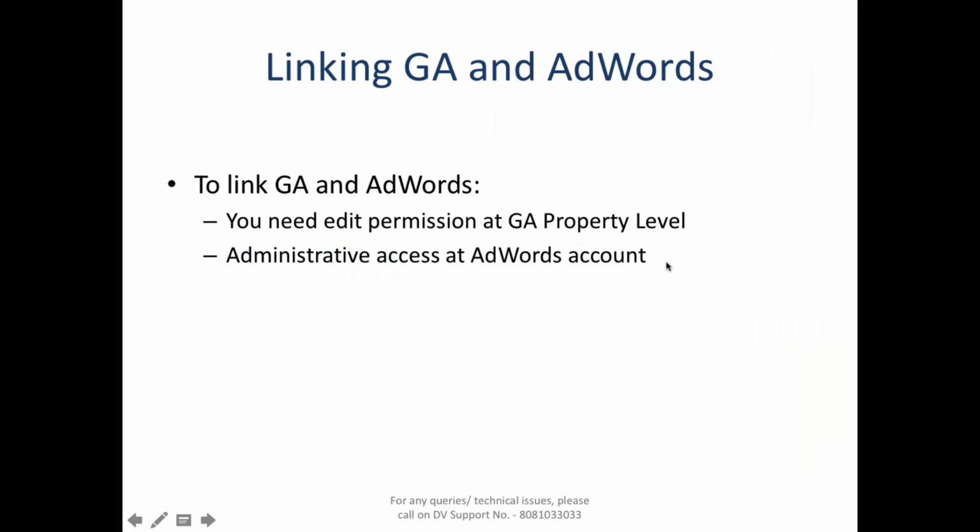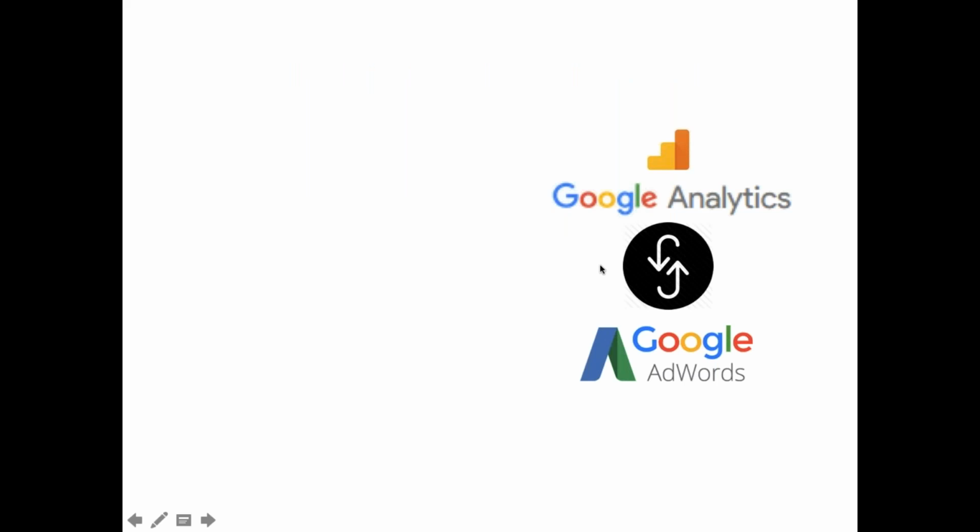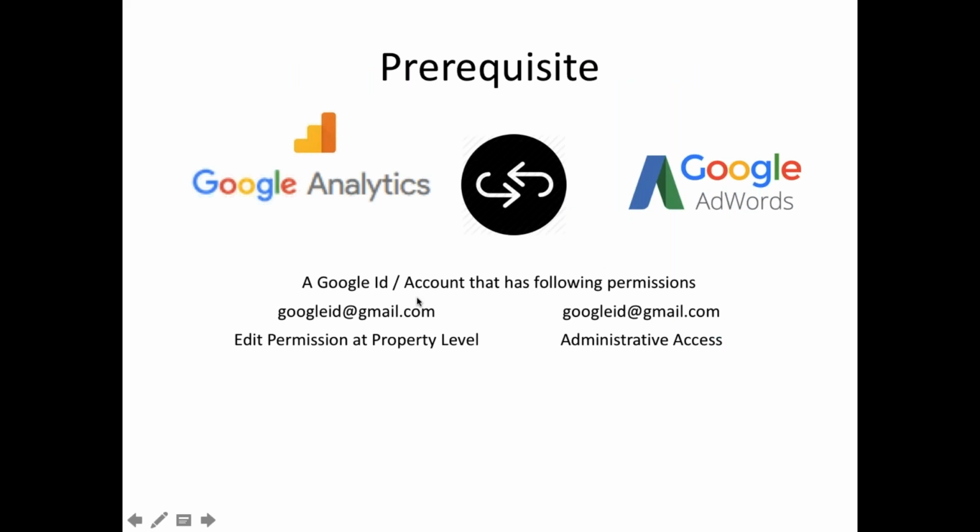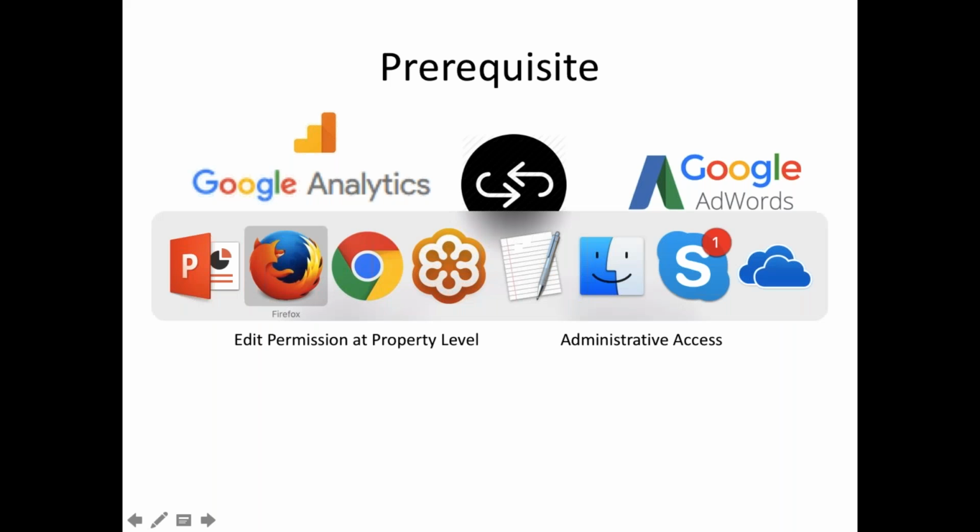Okay, so to link GA and AdWords, you need edit permission at the GA property level, and you need administrative access at the AdWords account. Remember this: edit permission at the GA property level and administrative access at the AdWords account. Let us say your ID is a Google ID at gmail.com. This ID should have edit permission in Analytics at the property level, and this ID should have administrative access in AdWords. That is all you need.